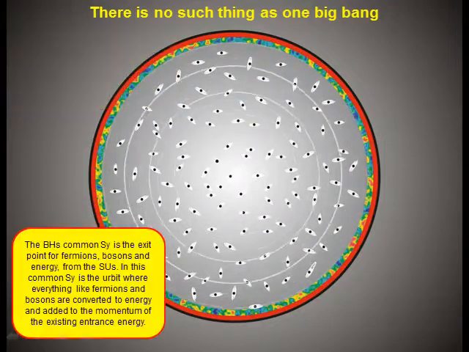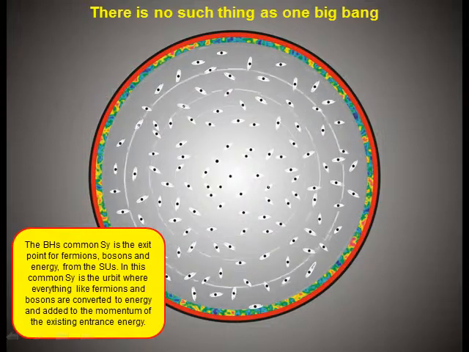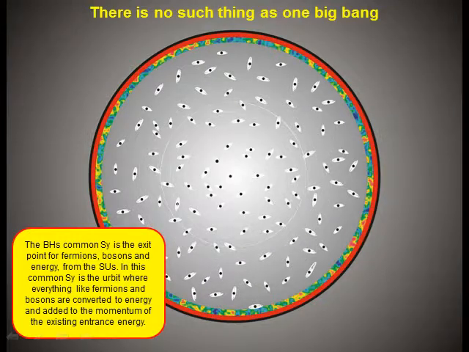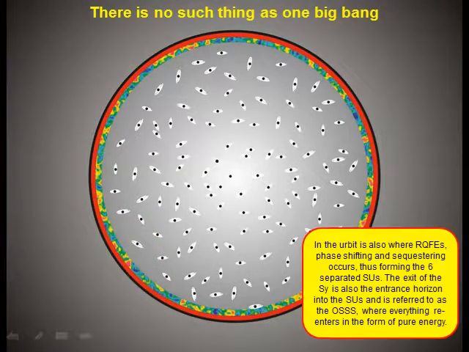The black hole's common singularity is the exit point for fermions, bosons and energy, from the subuniverses. In this common singularity is the orbit where everything like fermions and bosons are converted to energy and added to the momentum of the existing entrance energy. In the orbit is also where the random quantum fluctuation events, phase shifting and sequestering occur, thus forming the 6 separated subuniverses. The exit of the singularity is also the entrance horizon into the subuniverses, and is referred to as the outer spherical shell singularity, where everything re-enters in the form of pure energy.